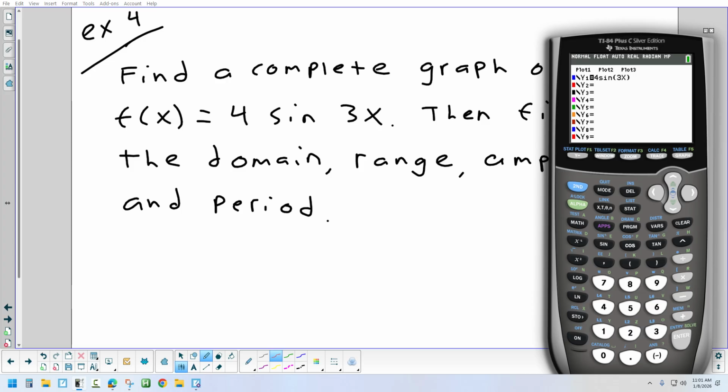If they don't tell us a certain window to use, I do zoom 7. Zoom 7 is kind of like we used to do zoom 6. Well, when we do trig, we use zoom 7. It's a little bit better window for looking at trig functions. Okay, so we'll press zoom 7, and if that's not a good window, we can adjust it.